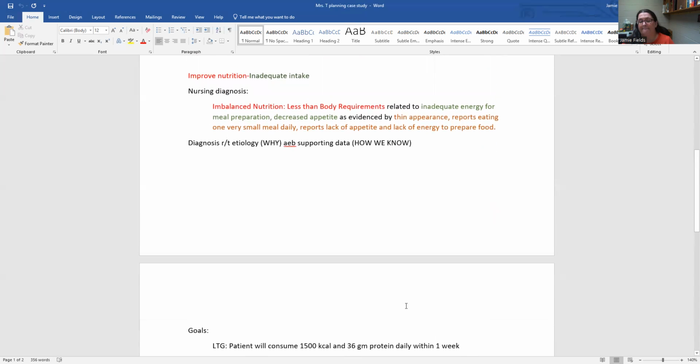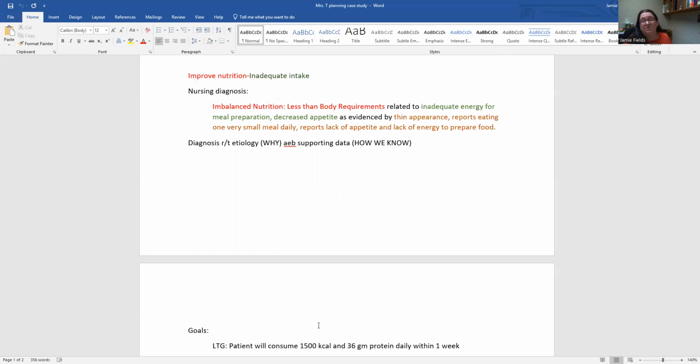Okay, so is that a SMART goal? Is it specific? Is it measurable? Is it attainable? Realistic? Is it timed? It meets all those requirements. Okay, so within 1 week, I want her eating 1,500 calories a day. But she can't eat because she's too tired to prepare meals and she has a decreased appetite.